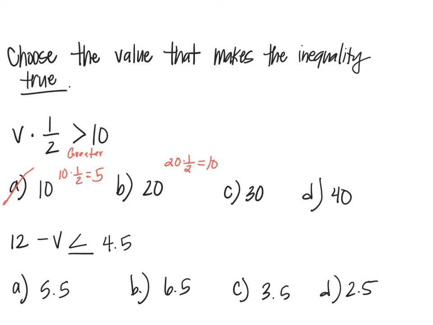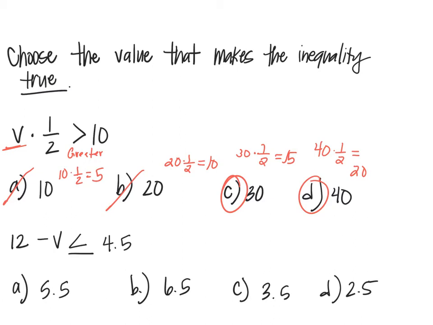If it was greater than or equal to here, then it would work, but since it doesn't have that, it is not a possibility. All right, 30 times 1/2, I'm plugging in 30 for v, is equal to 15. That is a possible answer. 30 would possibly work. Let's try the next one. 40 times 1/2 equals 20. 20 is greater than 10, so the answer would be both C and D. For inequalities, there's always more than one answer that would be correct because it doesn't have just one thing it's equal to. Okay, let's do the next one.